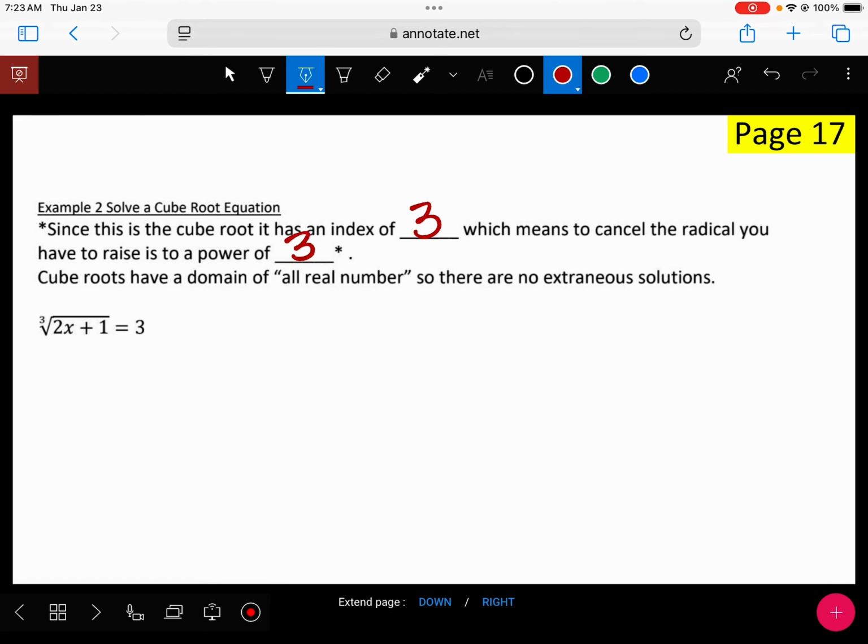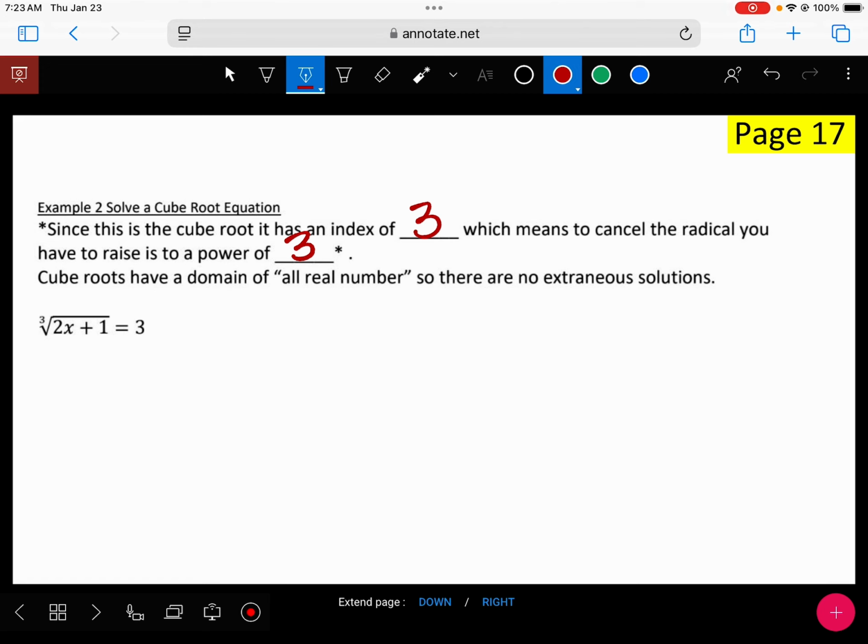Now, the one thing you'll notice, and I need to make that correction on your homework, is that when it's a cube root, we don't have to do a check. So remember in yesterday's class, we had to check all of our answers. That was because it was a square root. We only have to do checks on square roots, not cube roots.